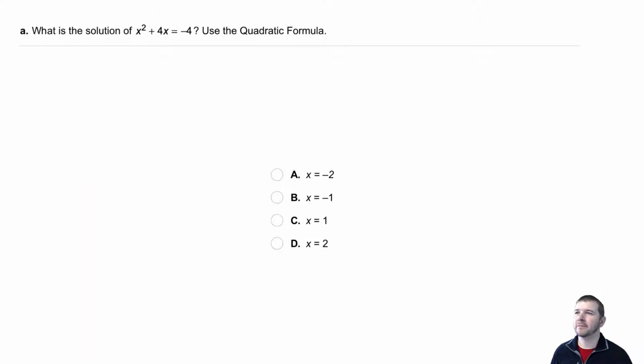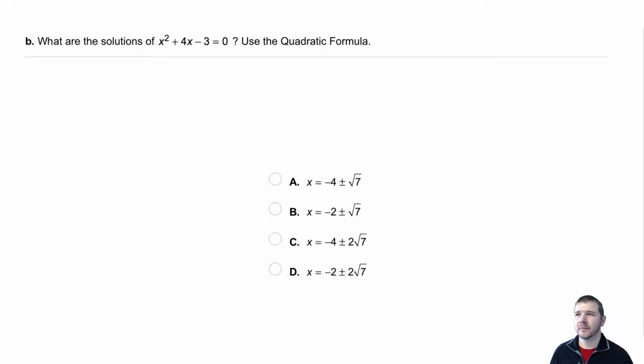Your turn, part A. What is the solution of x squared plus 4x equals negative 4? Use the quadratic formula. Part B. What are the solutions of x squared plus 4x minus 3 equals 0? Use the quadratic formula.